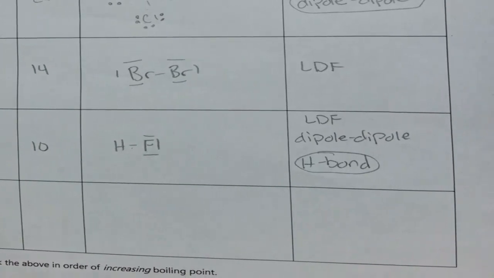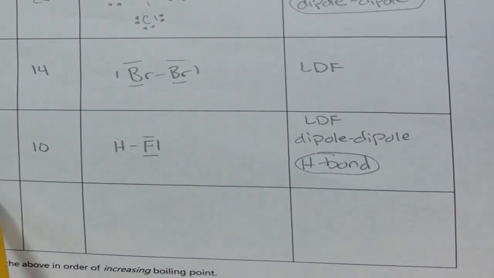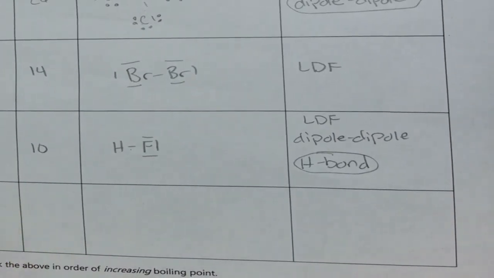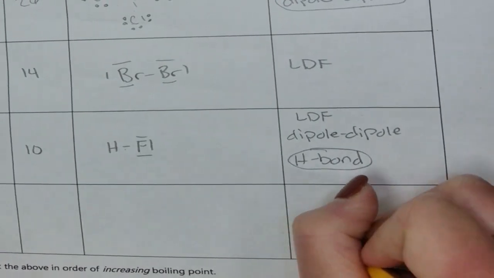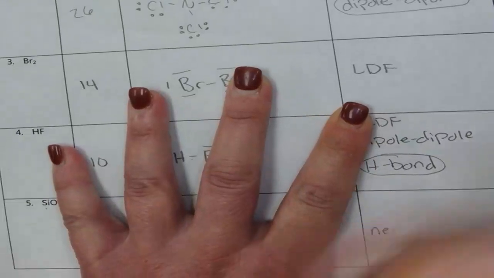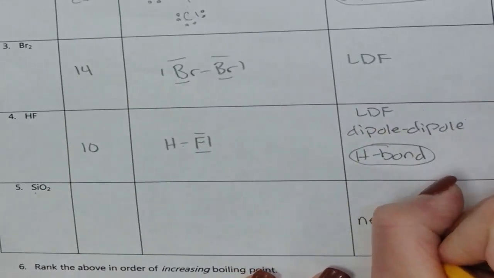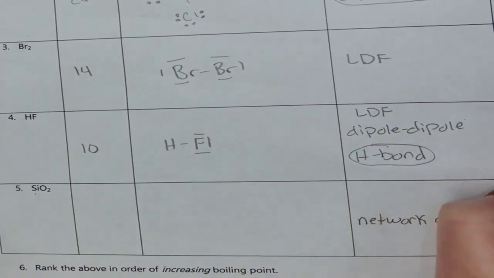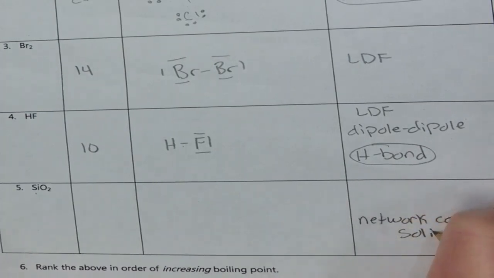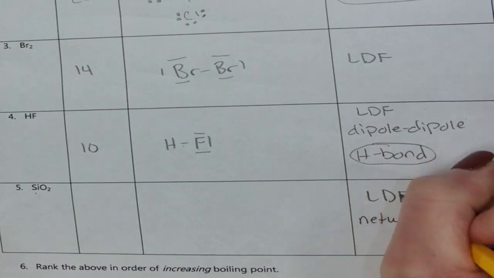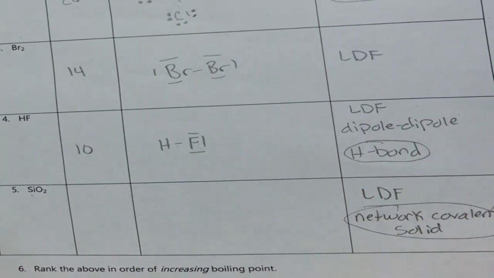All right, and finally, SiO2. This has silicon in it. So silicon is going to create a substance that has a, let me spell that correctly, network covalent solid. And of course, it does also have LDFs as well, but the network covalent solid is going to be the strongest of that. Network covalent solids are the strongest of our types of intermolecular forces.